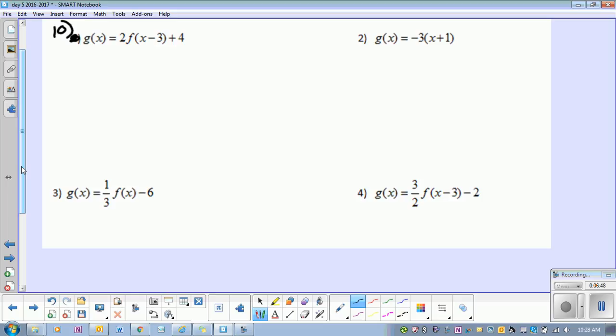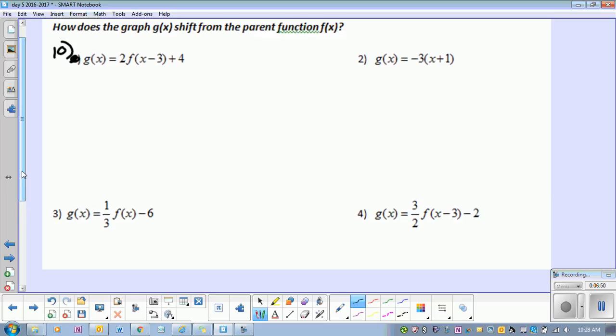All right. So what it says is, how does the graph g of x, what they gave you, shift from the parent function f of x? How did it move? So your basic equation is this guy, f of x. All right? So for number 10, I'm going to see what stuff was added on. Okay? So I have, wow, there's a lot. I got this, and I got this. Do you agree? Those are all the extras, right?